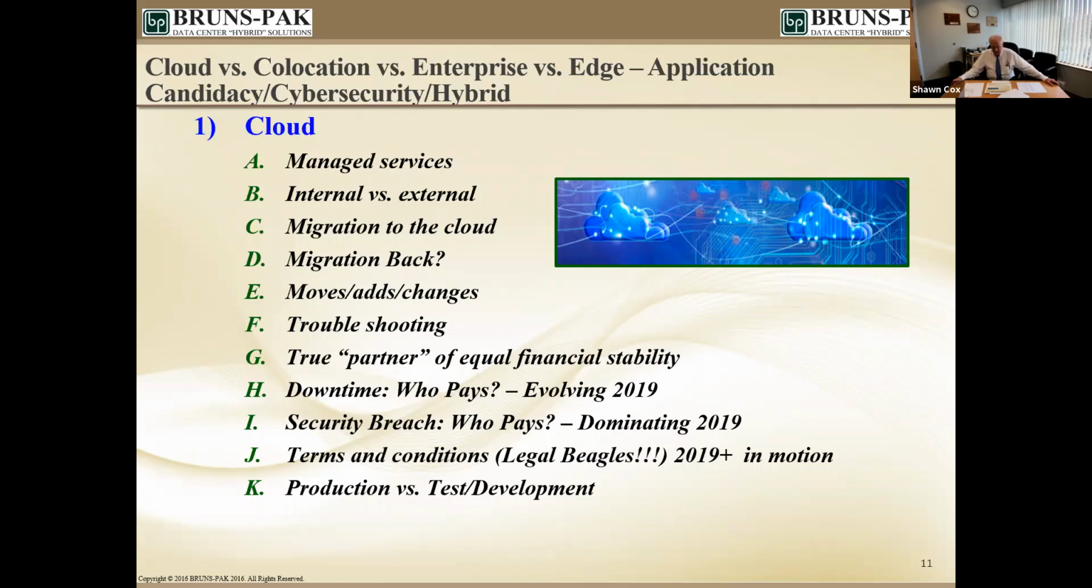Downtime, who pays? This is evolving in 2019. The days of half a month's free rent and a couple bubble gums and lollipops and it's okay, those are gone. People are getting more and more demanding. I just saw recently in a couple of contracts where they instituted the damages clause. Security breach, who pays? If the data goes, and it's kind of interesting when you see the news about some of the cybersecurity hacks, the terms and conditions are really changing in some of these contracts because of the level of data and the financial impacts if that goes away. And then production versus test and development.